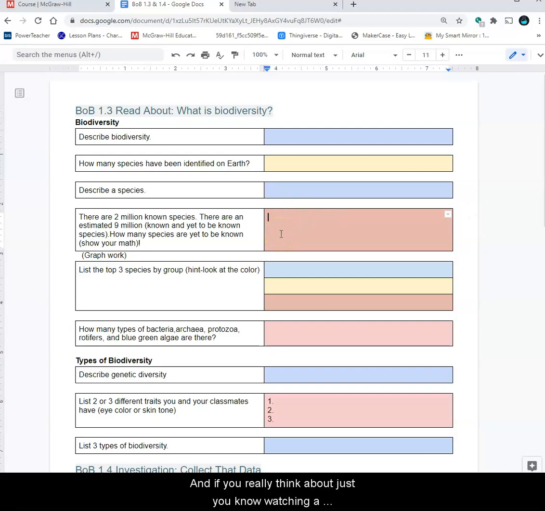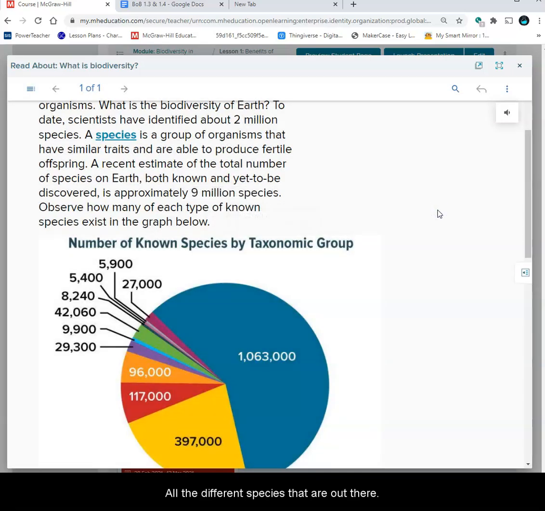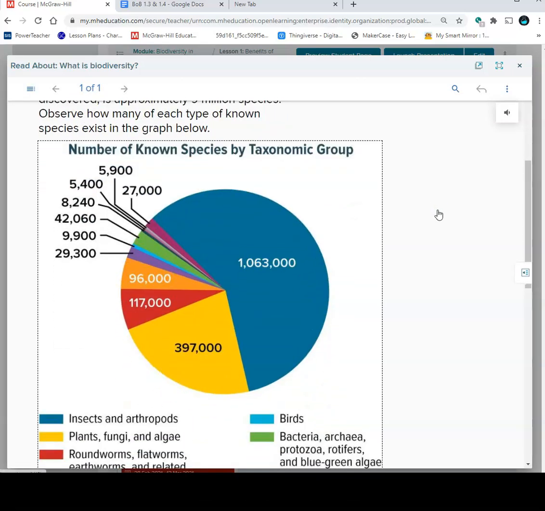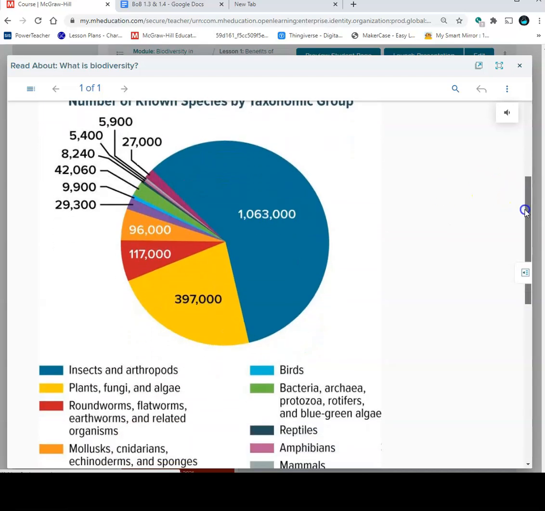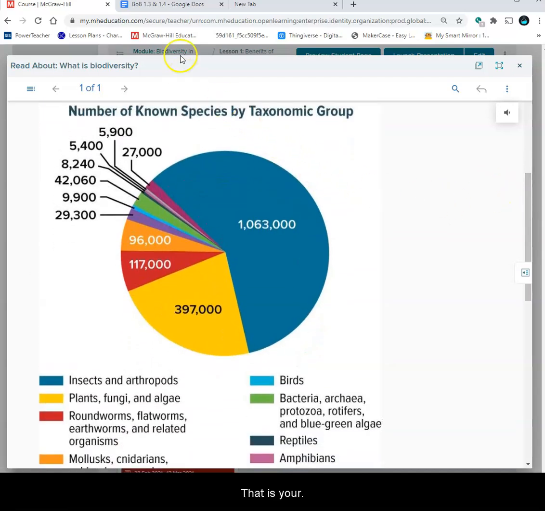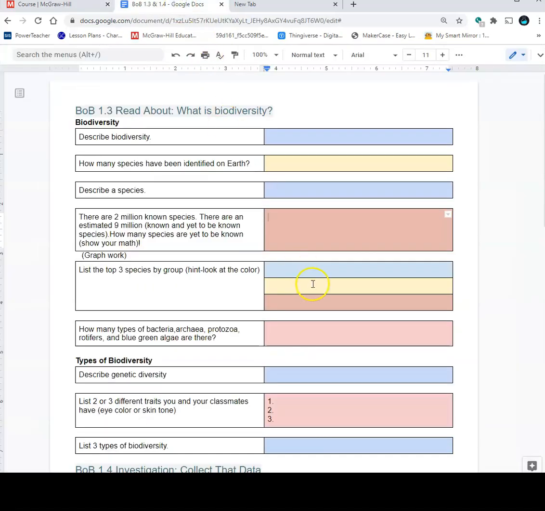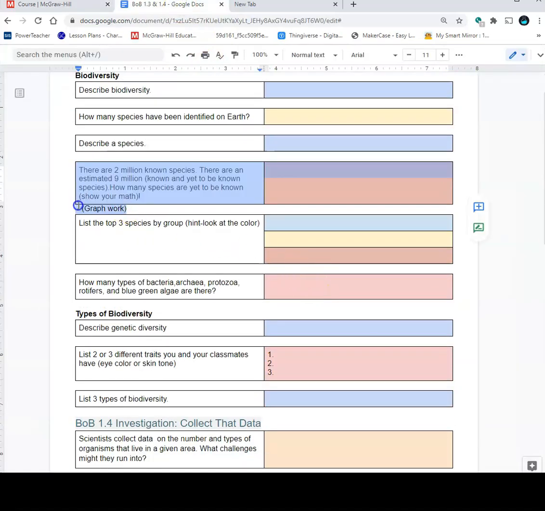And if you really think about watching a nature channel, nature show, and all the different species that are out there, and there are so many more, that's kind of exciting, if that's what you think is interesting.